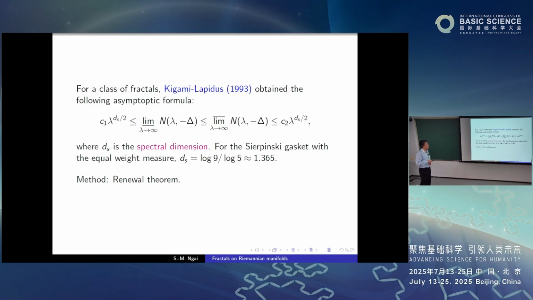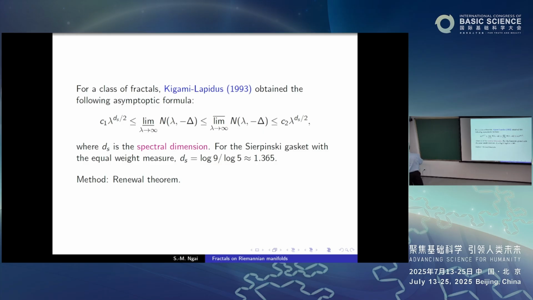Now, for the Sierpinski gasket with equal weights, so we put 1/3, 1/3, 1/3, this ds is approximately 1.36. The method that they use is the renewal theorem, and the renewal theorem is perhaps the most fruitful method for obtaining wild asymptotics in fractal geometry.